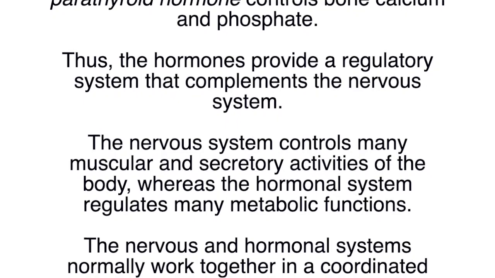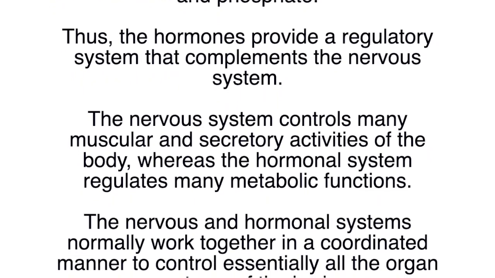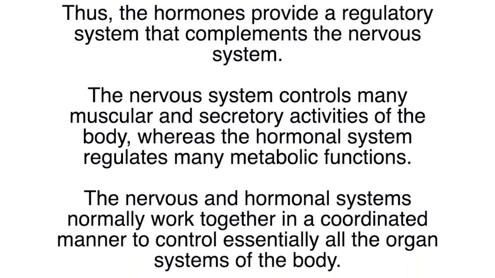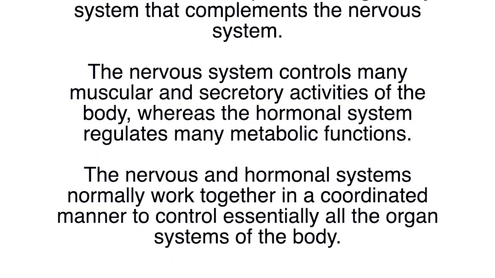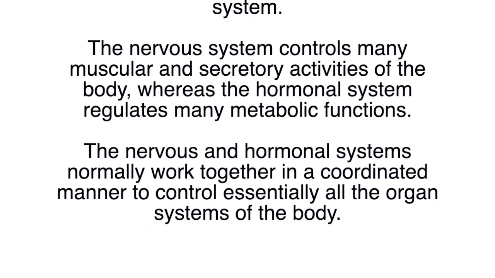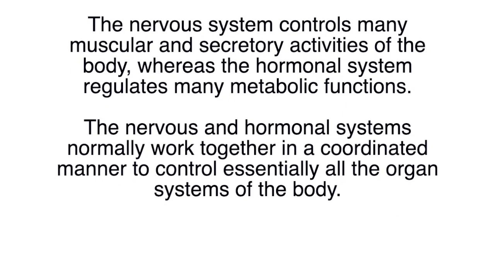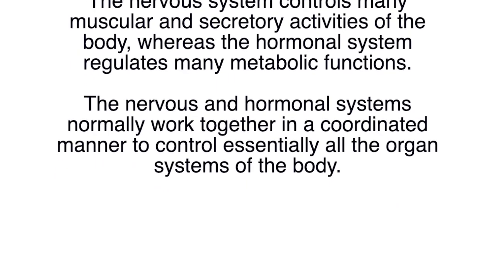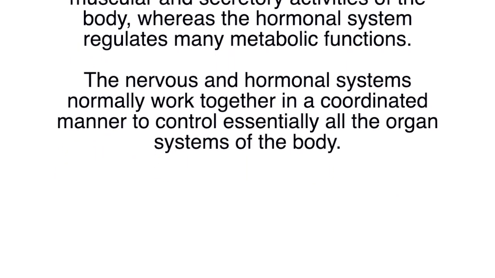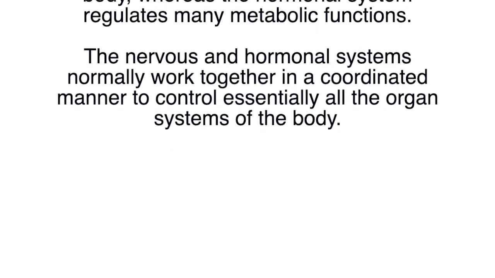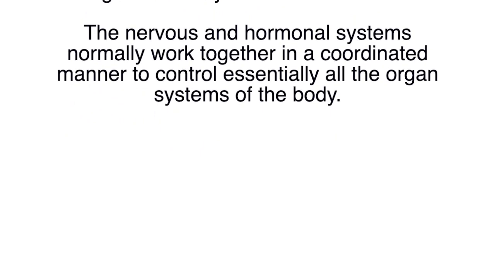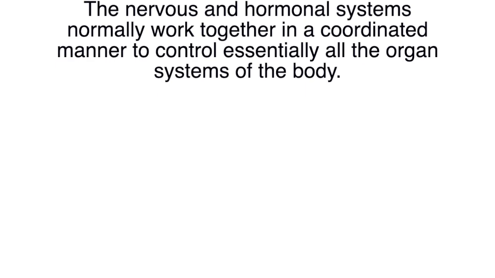Thus, the hormones provide a regulatory system that complements the nervous system. The nervous system controls many muscular and secretory activities of the body, whereas the hormonal system regulates many metabolic functions. The nervous and hormonal systems normally work together in a coordinated manner to control essentially all the organ systems of the body.